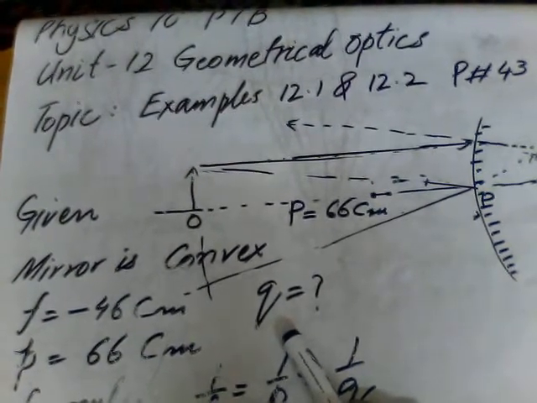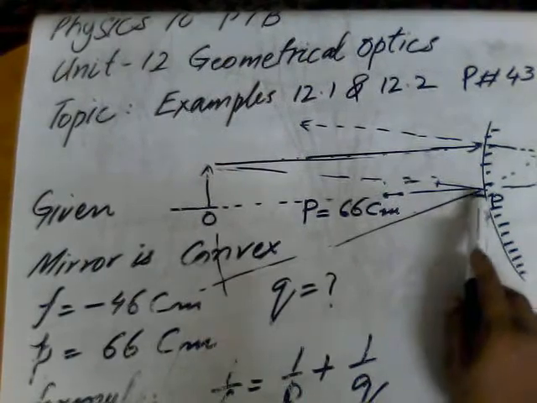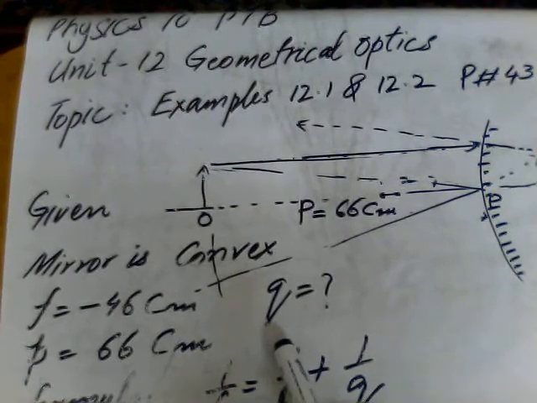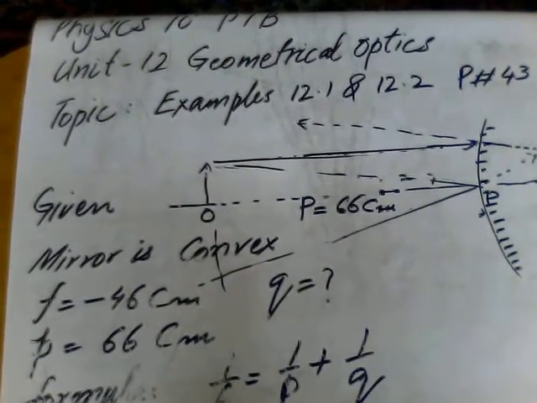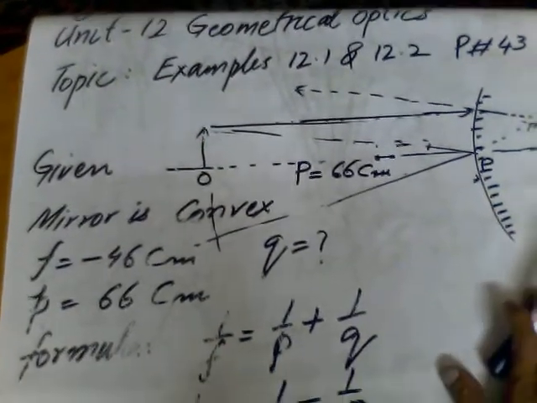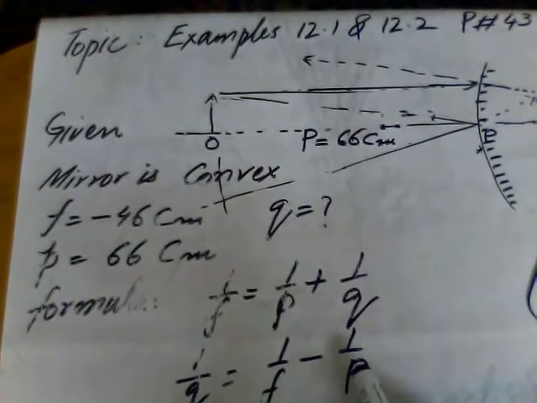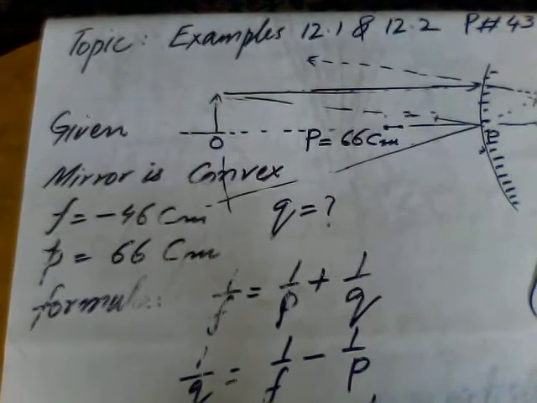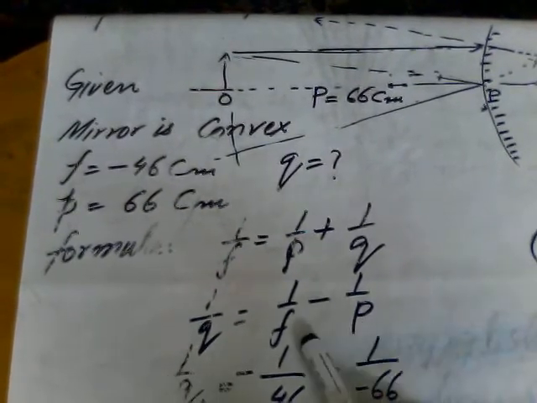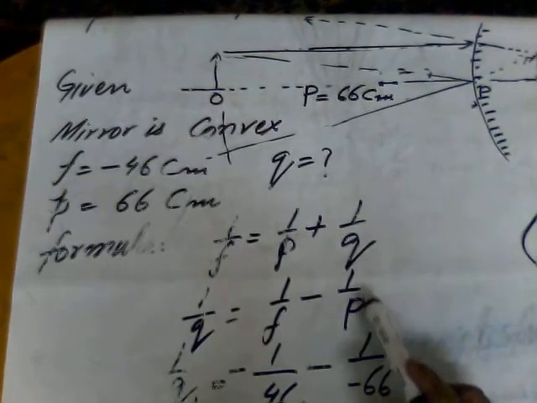Location means position of the image, and image distance is represented by Q. Object distance is represented by P, and image distance by Q. So the formula is 1 over F equals 1 over P plus 1 over Q. By rearranging the equation, we want to find the value of Q, so 1 over Q is equal to 1 over F minus 1 over P.